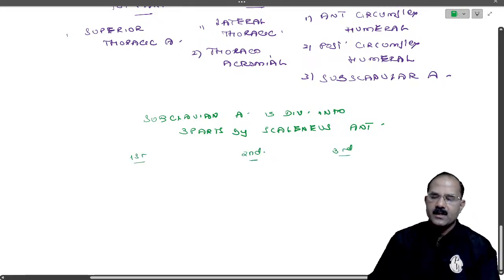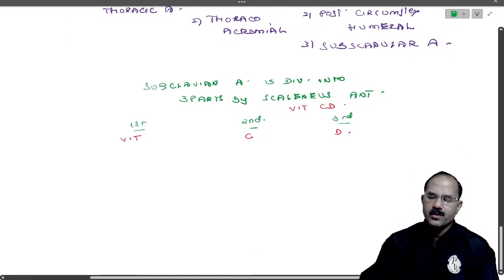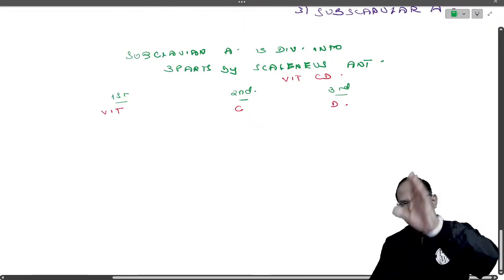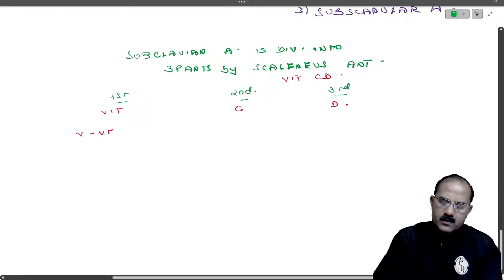तो इसके branches क्या है, कैसे याद रखोगे? How do you remember this? Just remember vitamin C D. So VIT first part का है, C is from the second part, D is from the third part. So what are the branches of subclavian artery? First part is VIT, second part is C, and third part is D. So what is V? V is vertebral.